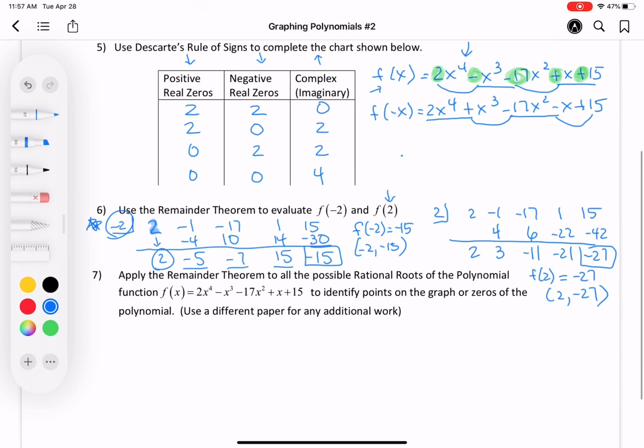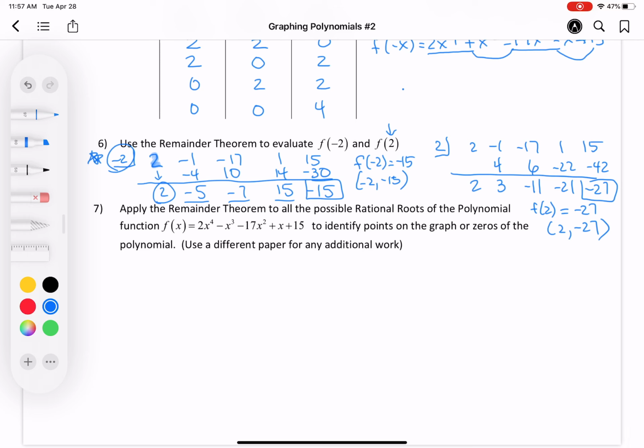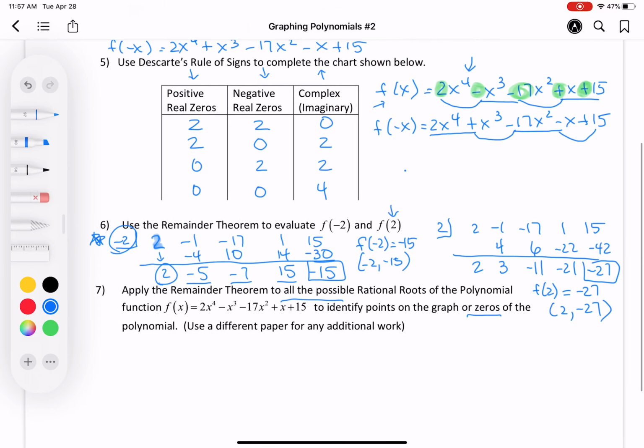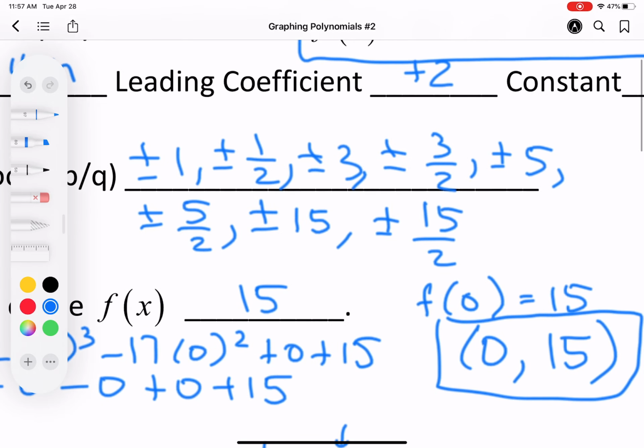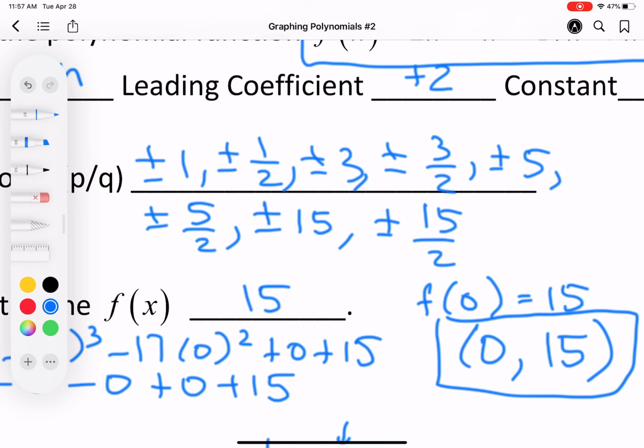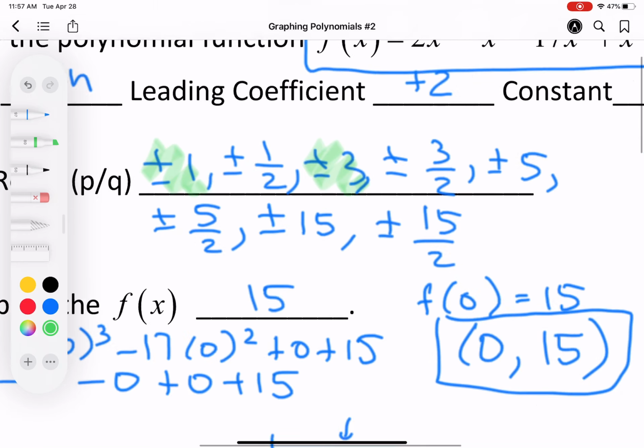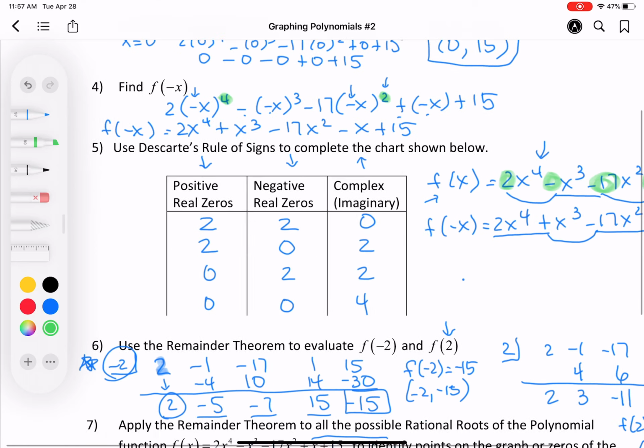All right, so next, number 7 asks me to apply the remainder theorem to all possible rational roots of the polynomial function. Now it says all, but I'm not going to do them all. I'm going to pick the ones that I like and see if I get any zeros. So let's see, what are my possible rational roots? These are the numbers I can choose from. So the numbers I'm actually going to choose are my favorite number, 3 and 1. Everybody knows I love the number 0, but 0 is not a choice here. It wouldn't be a rational root.